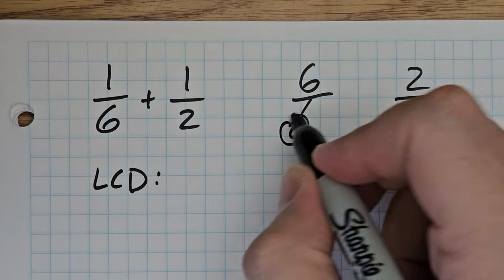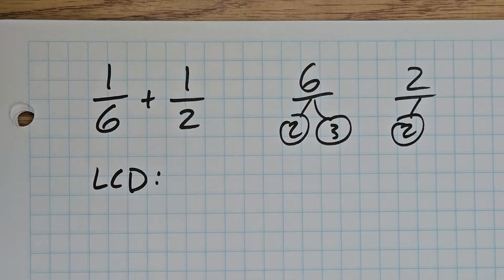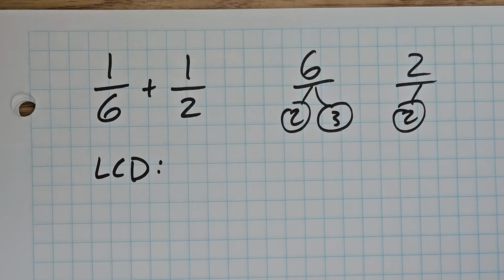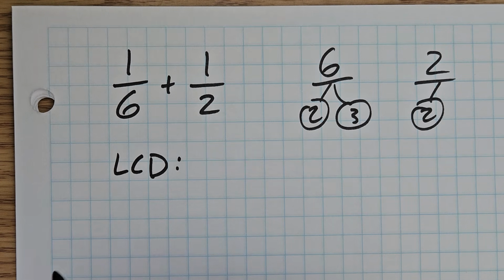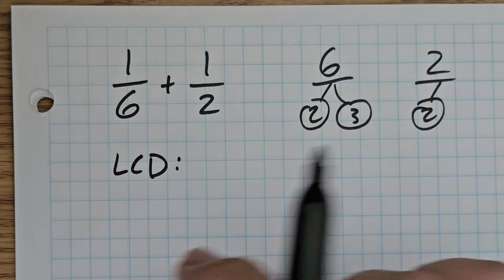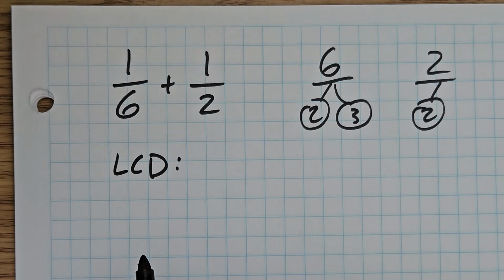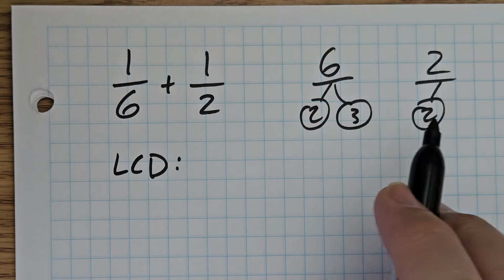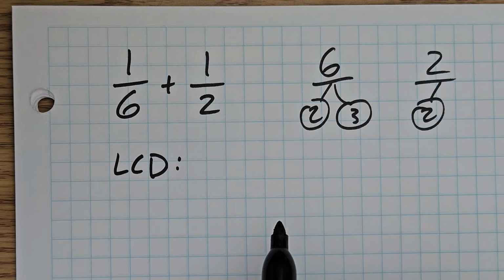So 6 is 2 times 3, and I'm going to circle both of those because they're prime. 2 is already prime. So now this is a little bit strange. The LCD, or least common denominator, is the LCM, or least common multiple, of the denominators. So we're going to use these prime factors over here to build the least common multiple of the denominators. And the way you do that is you use every factor that occurs the most number of times it occurs for any one number. I know that's a mouthful, but just bear with me. It makes more sense with examples.